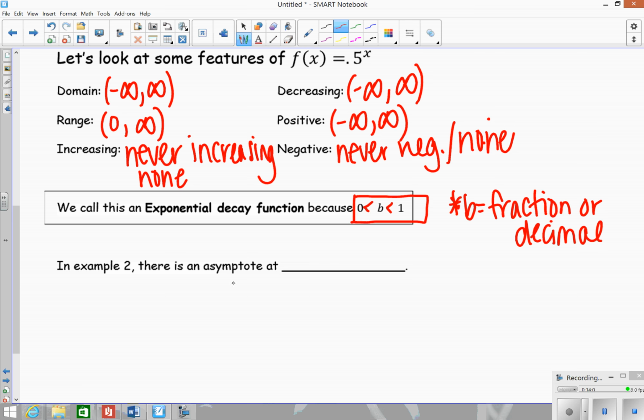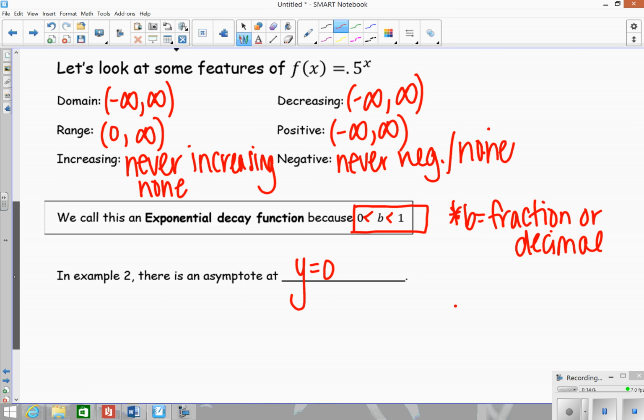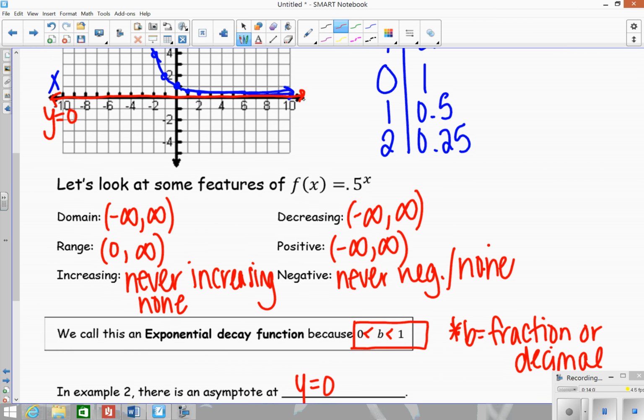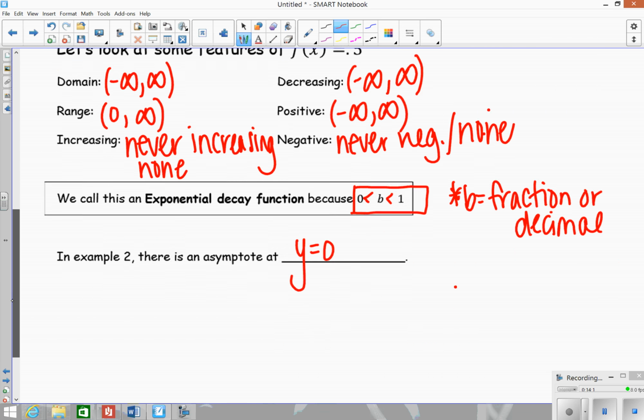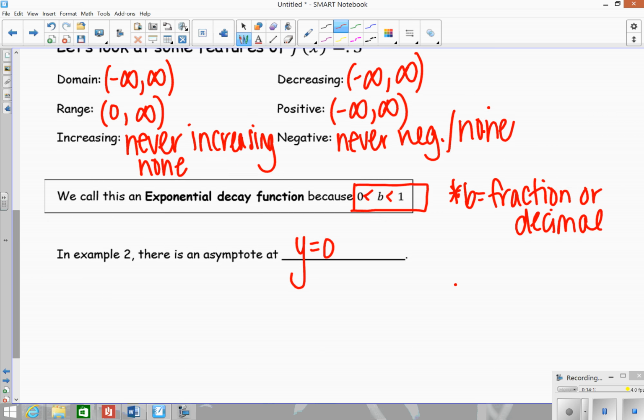And then again, we talked about that asymptote. That asymptote was at y equals 0. Remember, asymptote is just a name for a line that your graph will never cross. It'll just get really, really close to it. So let's summarize what we just found out, and then we'll look at a couple other examples. So let's go to the next page.